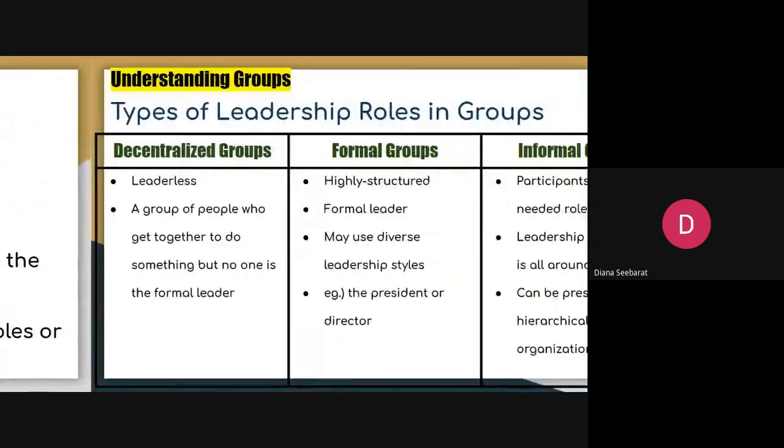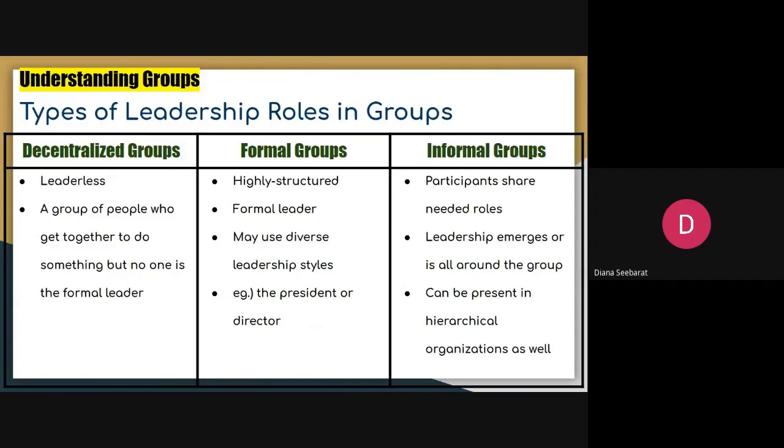So, there are different types of leadership roles in groups, and I made this table briefly describing it. And the first is decentralized groups. So, these groups are leaderless, and it's a group of people who get together to do something, but no one is the formal leader. So, an example is an in class activity, and these usually last for 10 to 15 minutes, and the lecturer would usually tell you to just brainstorm ideas to contribute to the wider in class discussion. So, within that group, no one takes the leadership role because each of you have to just come and brainstorm ideas.